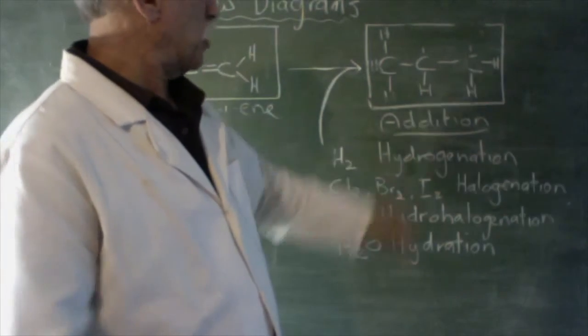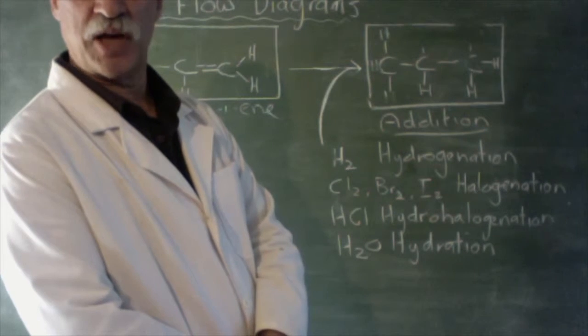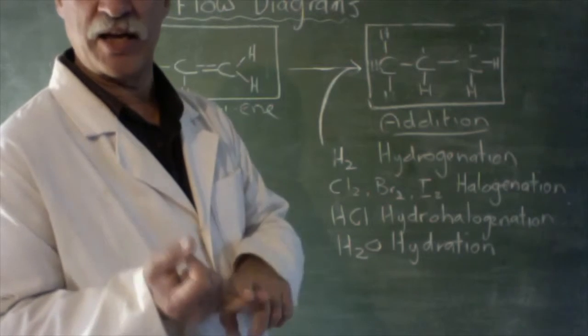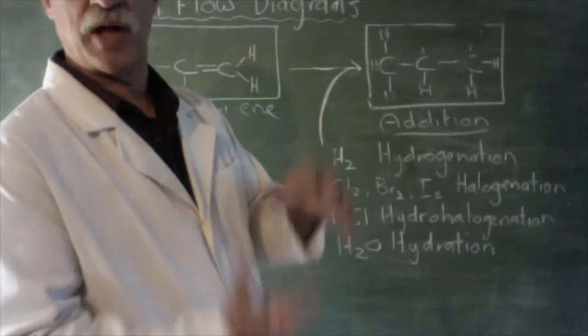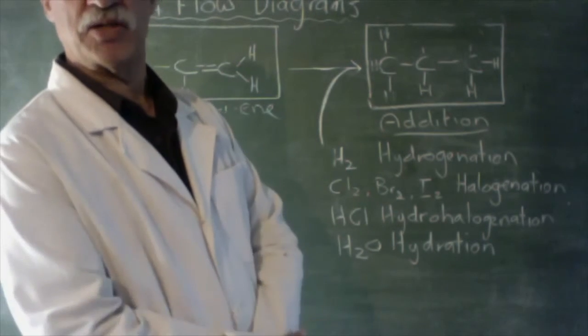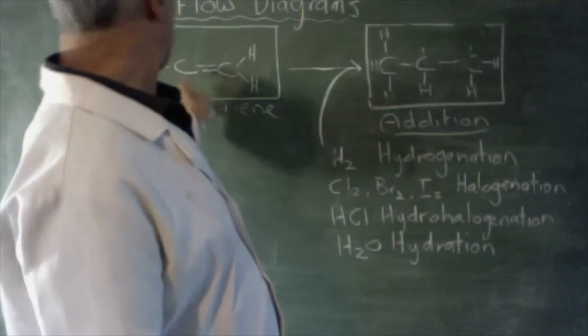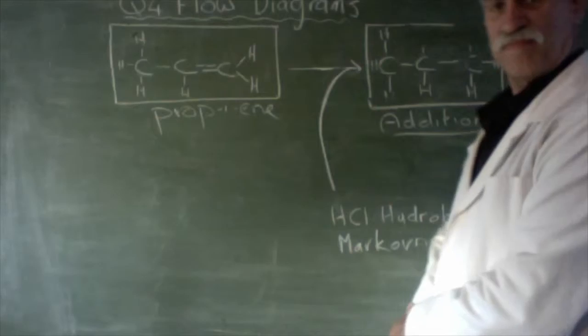Now what if we're doing hydrogenation? That takes a bit of coaxing, so we're going to need a catalyst. We're going to need platinum, palladium, or nickel catalyst, and then we're going to have to bubble hydrogen through that solvent over the platinum catalyst, and then it'll add the hydrogens to our propene.